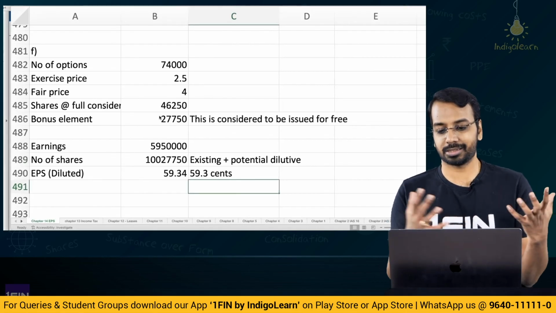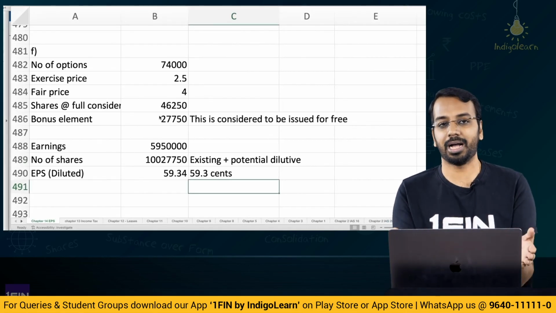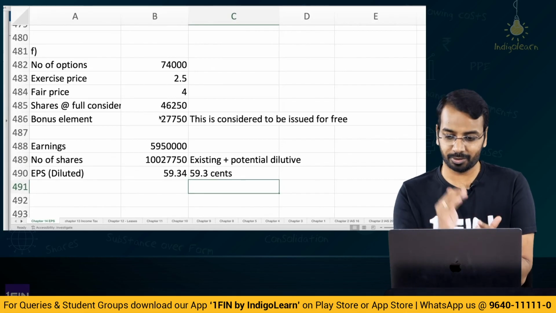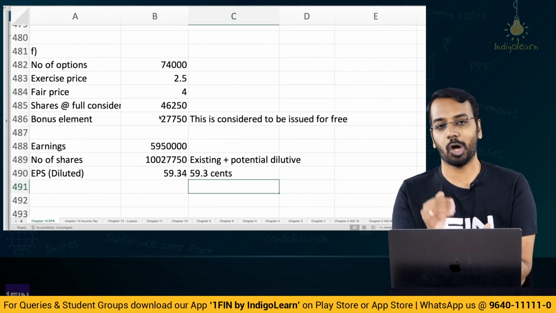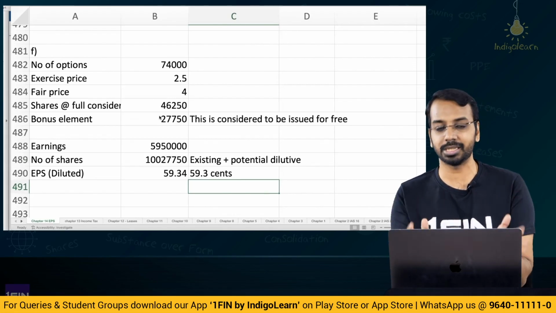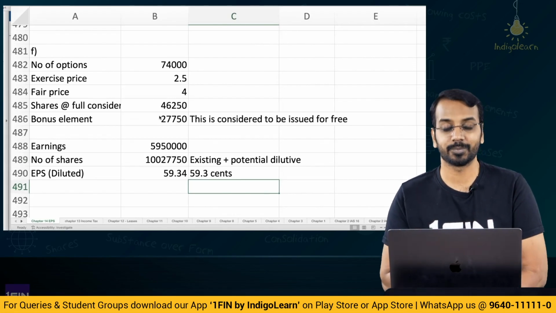Right? So these are the 6 scenarios. These are the type of questions that will be asked from earnings per share. We have covered all: basic, diluted, issue of shares, bonus issue, rights issue, options, convertible. Everything has been covered in this particular exam. Any question?